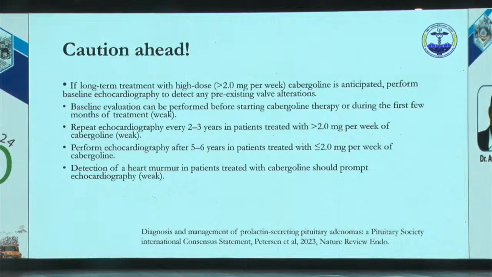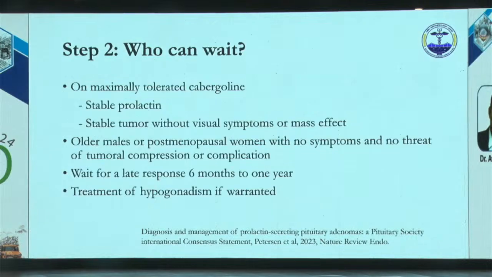But there is a caution. Because if you are using a high dose, more than 2 milligram per week cabergoline, the guidelines suggest that you need to check for cardiac valvular disease, particularly the tricuspid valve. So what is the recommendation? You do a baseline echocardiography and then you follow up every 2 to 3 years. And it is important to remember that even if somebody has taken long-term cabergoline in high dose, you need to do a repeat echocardiography even after stopping the cabergoline.